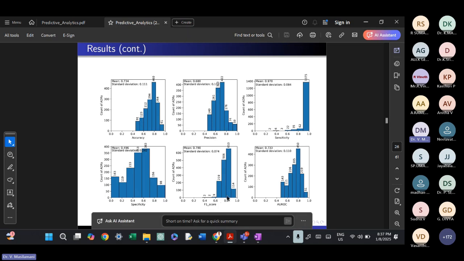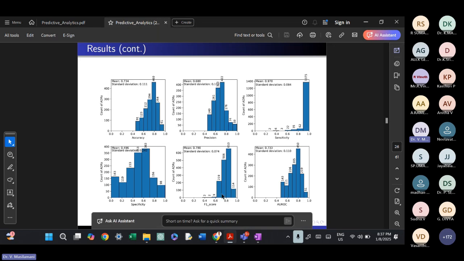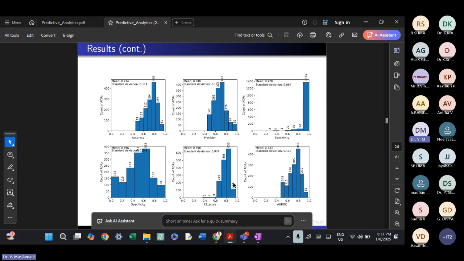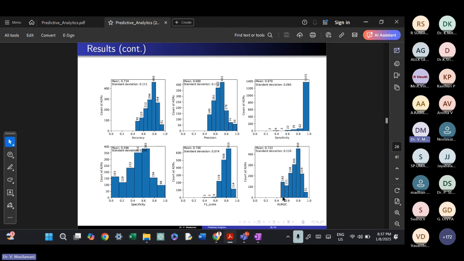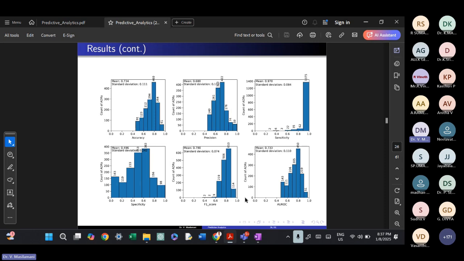For F-score, you can see the lowest is somewhere here, 0.6, and it goes up to 1. So F-score is better for all drugs. And AROC is also good; you can see it is on the right end of the spectrum. So the model performance is justified because of these charts.